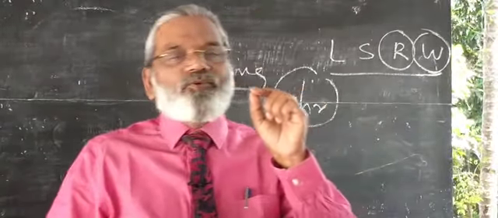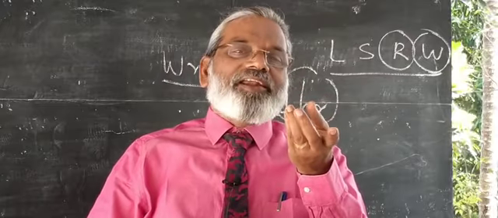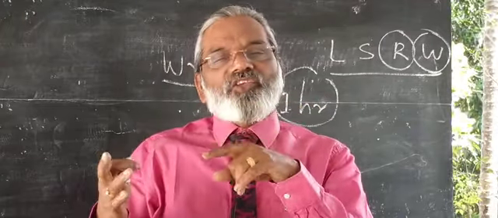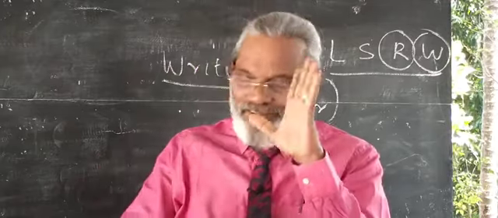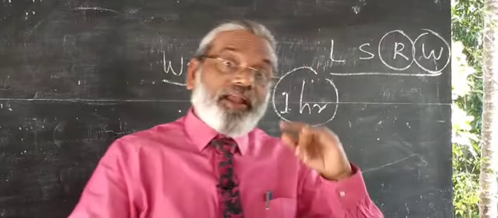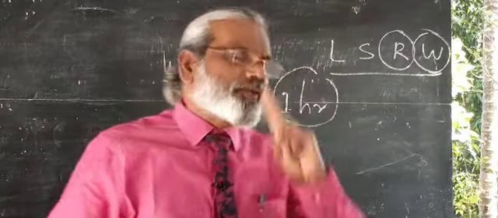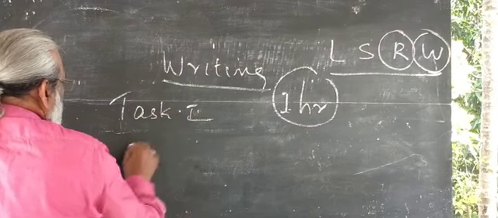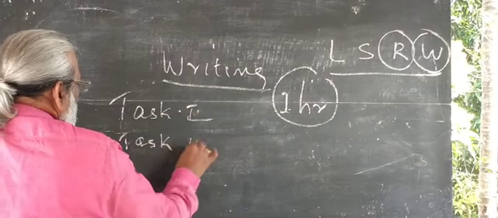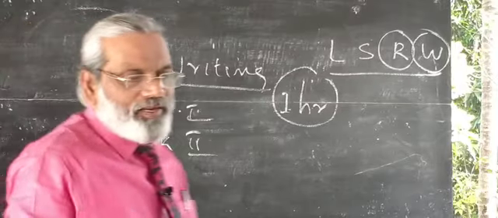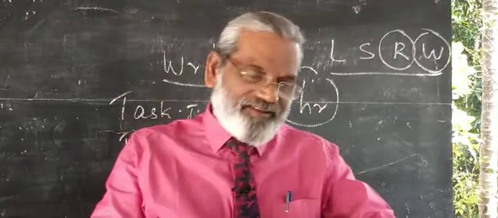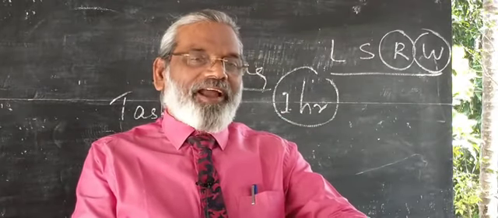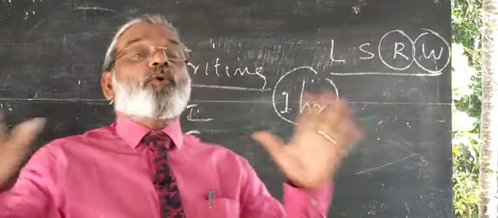The only change in writing between general and academic is that in the general examination you will get letter writing, whereas in academic writing you have only 2 tasks. That is called task number 1, then task number 2. You will get 2 tasks. Means, in the 1 hour writing exam, you will get 2 essay topics.